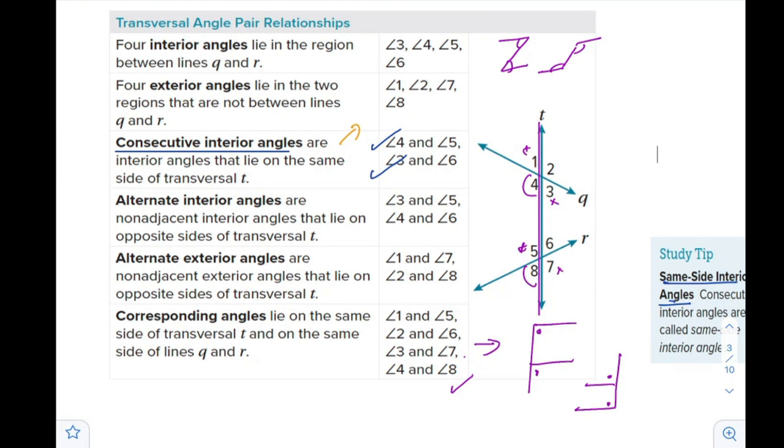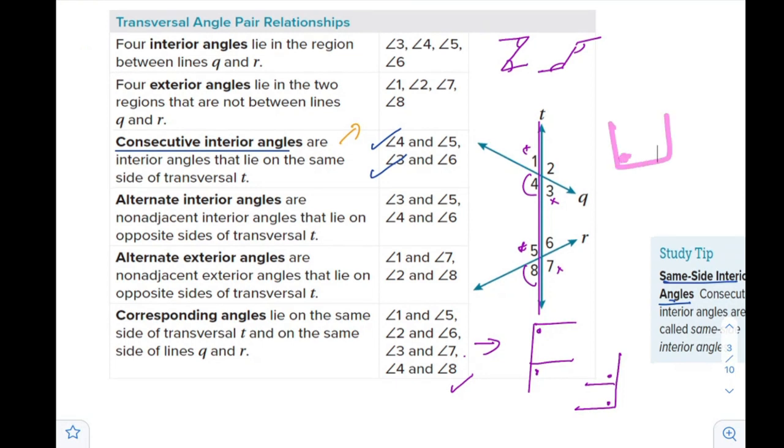However, consecutive interior angles are like the letter U. Both are inside, or it can be an N also. U in all directions, this and that. They are called consecutive interior angles. So this is the summary of the relations between angles.